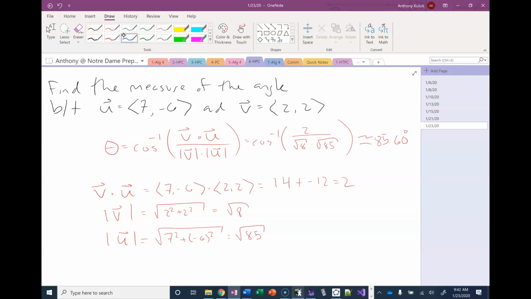The definition of the dot product is we multiply the x components together, and then we add that to the y components multiplied together. The dot product formula is u1 v1 plus u2 v2.